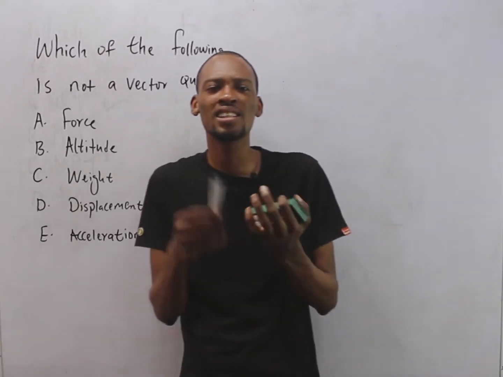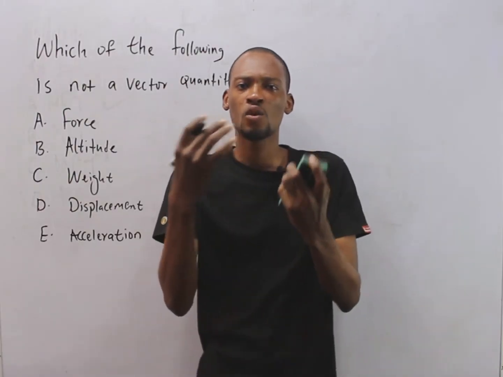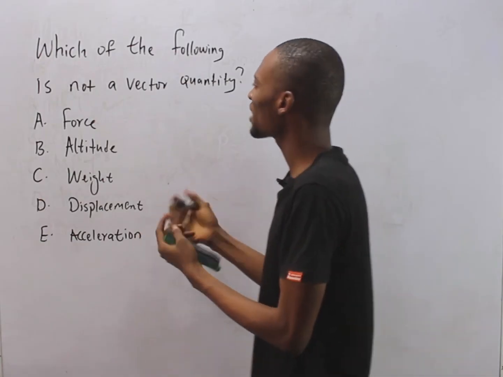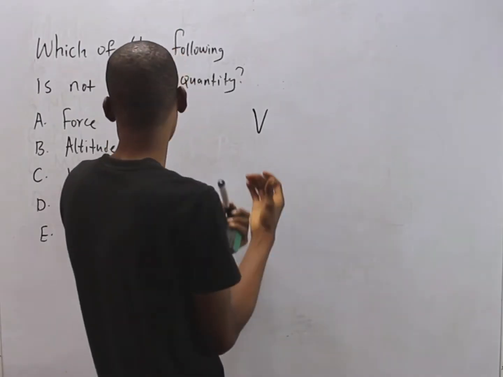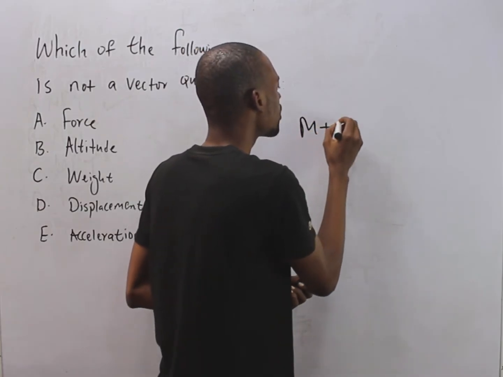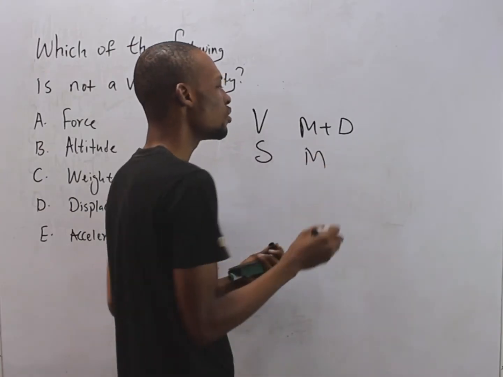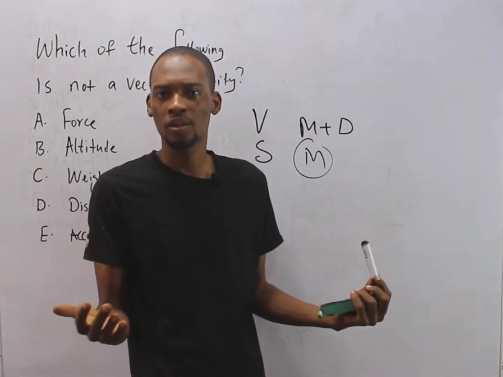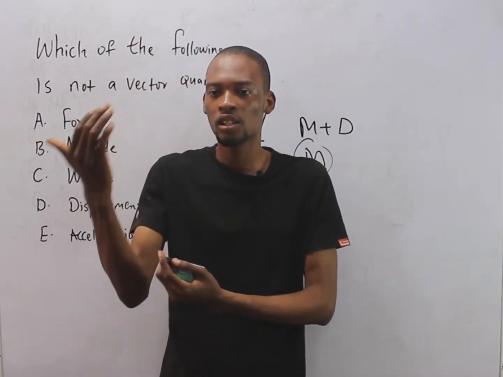Which of the following is not a vector quantity? In physics, we have vector quantities and we have scalar quantities. Vector quantities are quantities that, when we are describing, we describe the magnitude and we describe the direction. Magnitude plus direction. While scalar quantities have magnitude, which is just size, and we are not concerned about the direction.